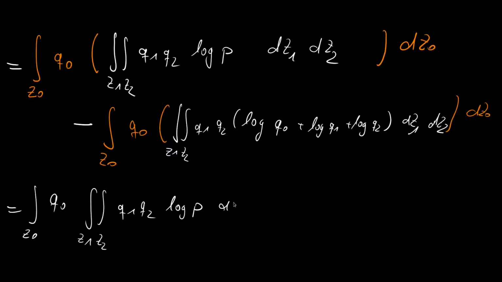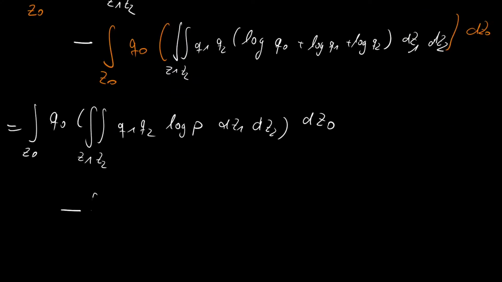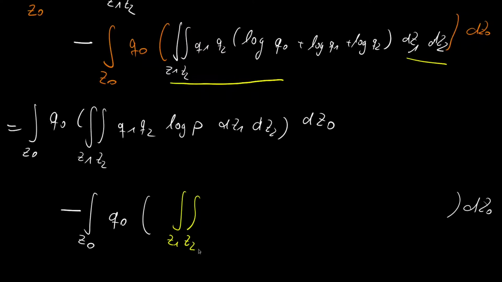logarithm of the joint, dz1, dz2, and then we can also introduce the brackets here once again, and then we have dz0. That was just the first line. Then we have minus, and we keep the integral over z0 of q0, and then with the opening and the closing brackets of dz0, this will be the same. But now we have the contribution by this one here, which will be the integral over z1, z2, q1, q2, logarithm of q0, then dz1, dz2. And we have the contribution by the second, by the logs here.